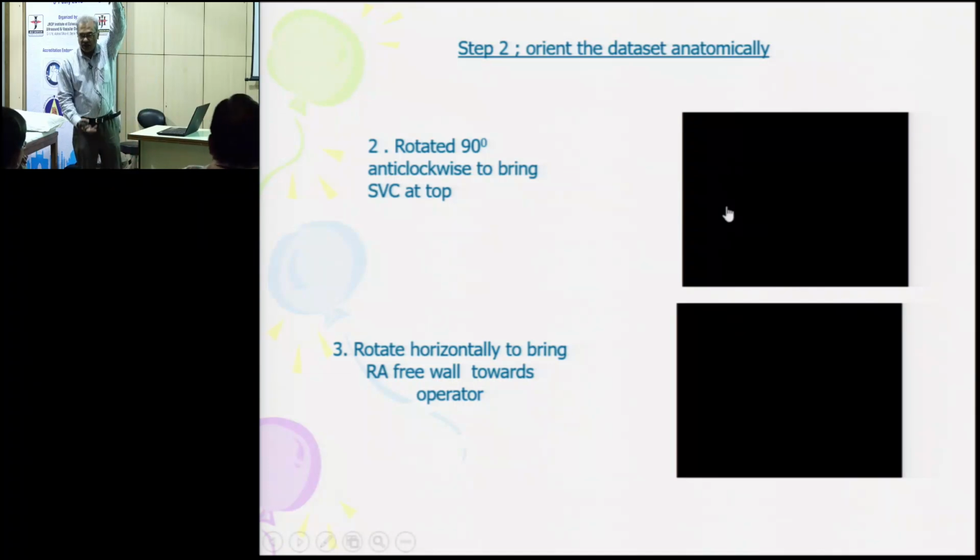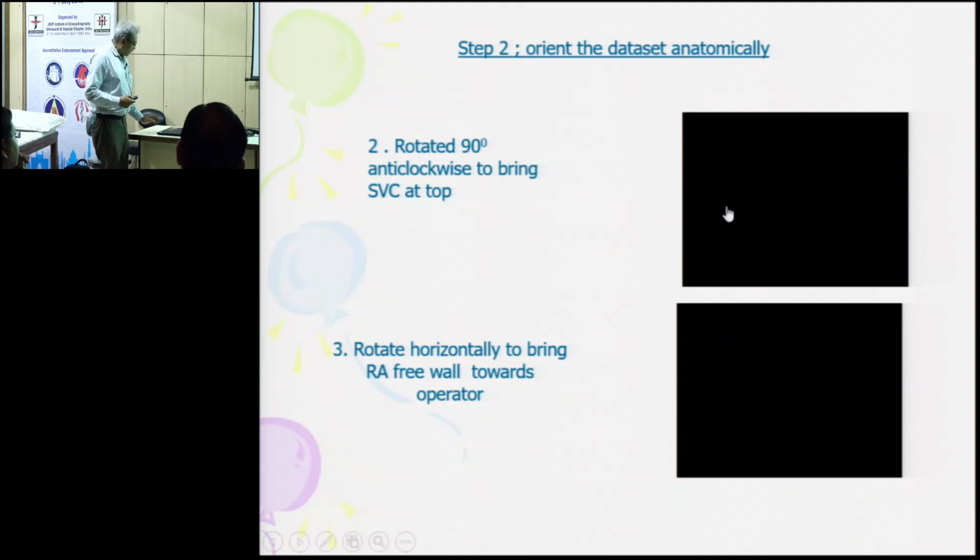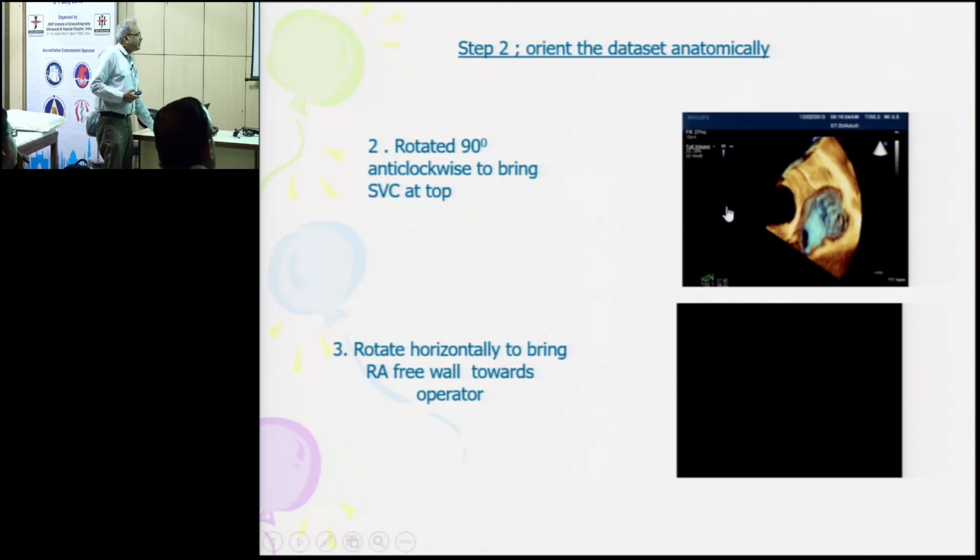This is how anatomy is. SVC flows from the top. So this is what we have done here. SVC on top, then atrial septum, atria, and then rotate horizontally to bring the RA free wall towards the operator. Now you have to tilt it this way. So this was bicaval, SVC went on top, turn it, and the RA free wall comes to me.